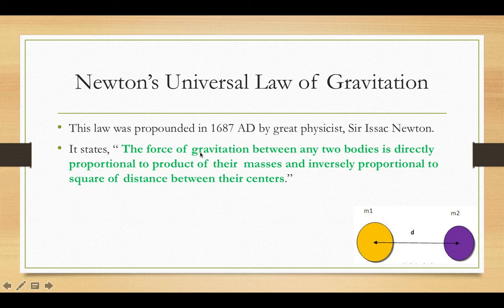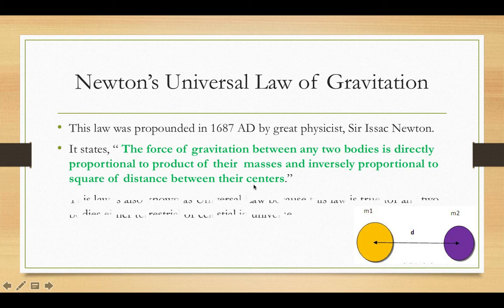That means the relationship between force of gravitation and the mass is similar. More mass, more force of gravitation, less mass, less force of gravitation. So such a relation is called directly proportional. Whereas if the distance relation is opposite, if more distance between two bodies, there will be less force of gravitation. And if there is less distance, more force of gravitation. That means between the force of gravitation and distance, there is opposite relation. And opposite relation means it is inversely proportional to the square of distance between their centers.